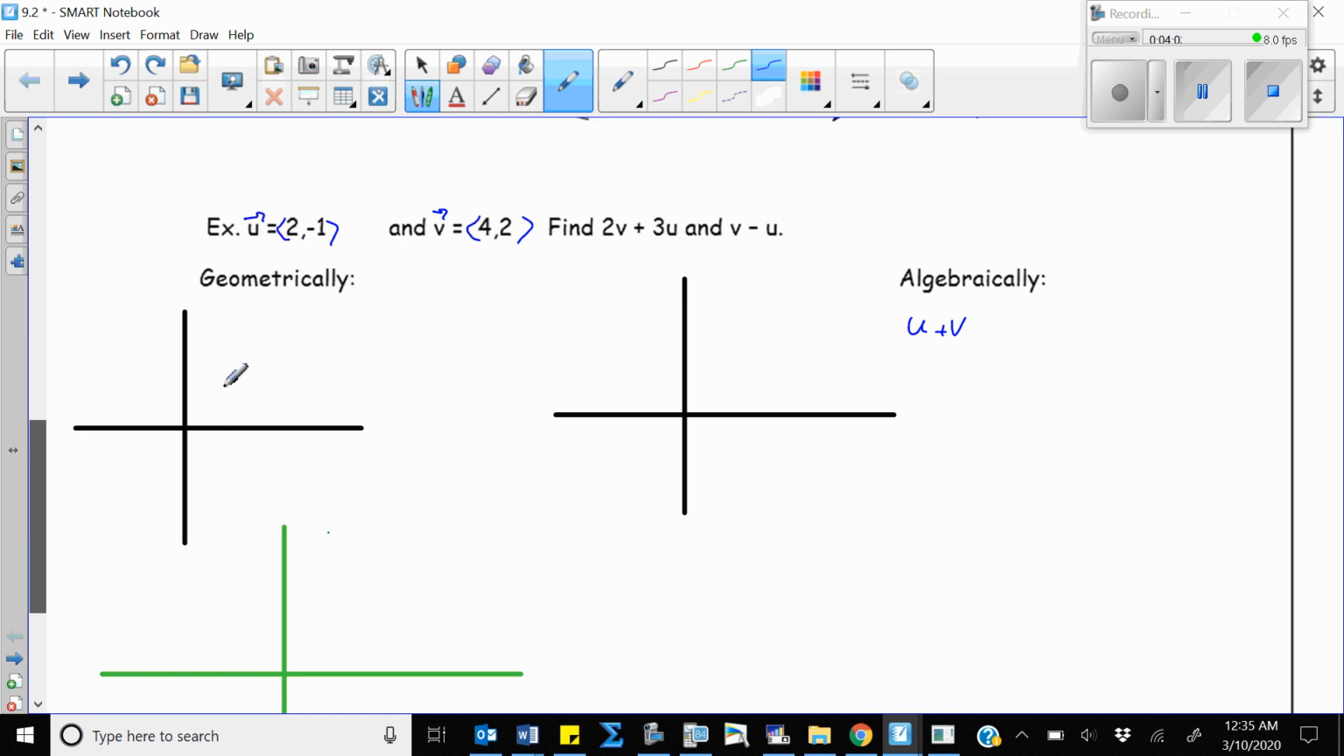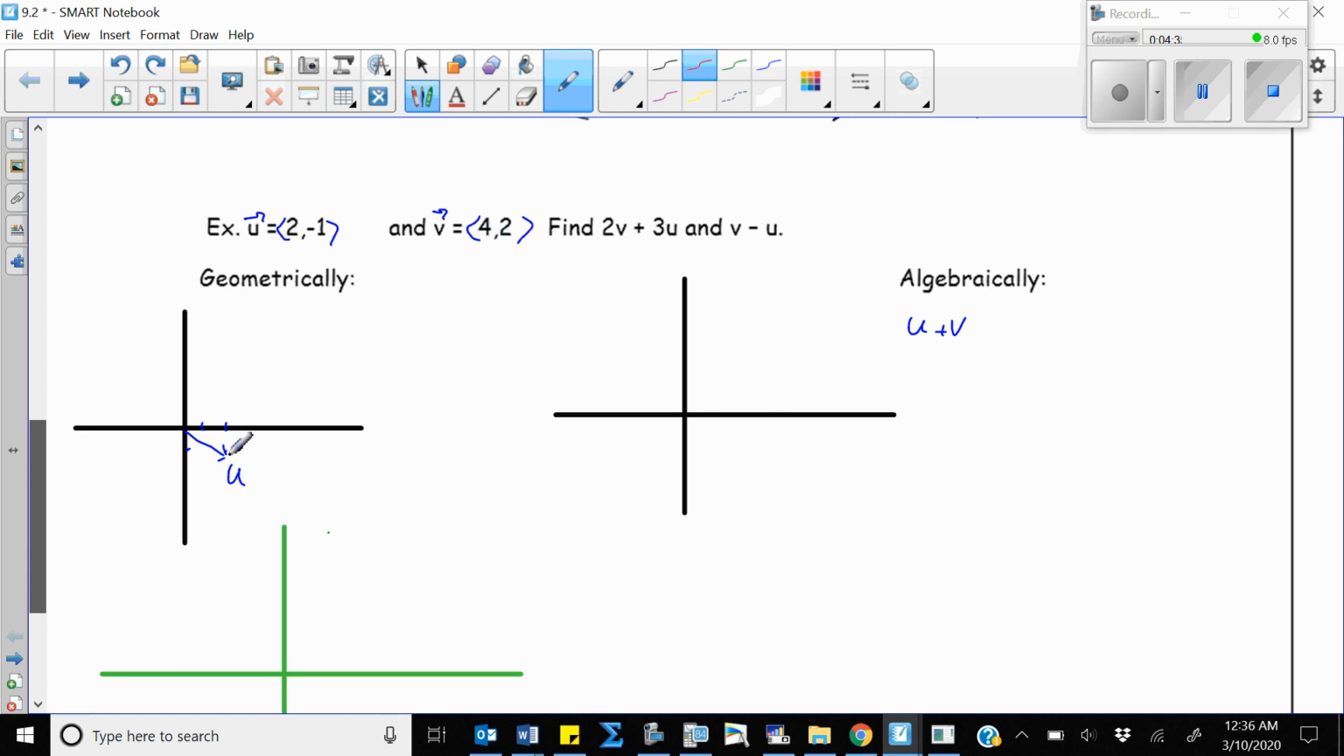Vector u is 2 and negative 1. That means I need to go 2 to the right and 1 to the bottom. This will be vector v. Oh, I'm sorry, this is vector u. So vector u is 2 and negative 1. Then I'm going to add v to this vector. So I need to go 4 to the right and 2 up.